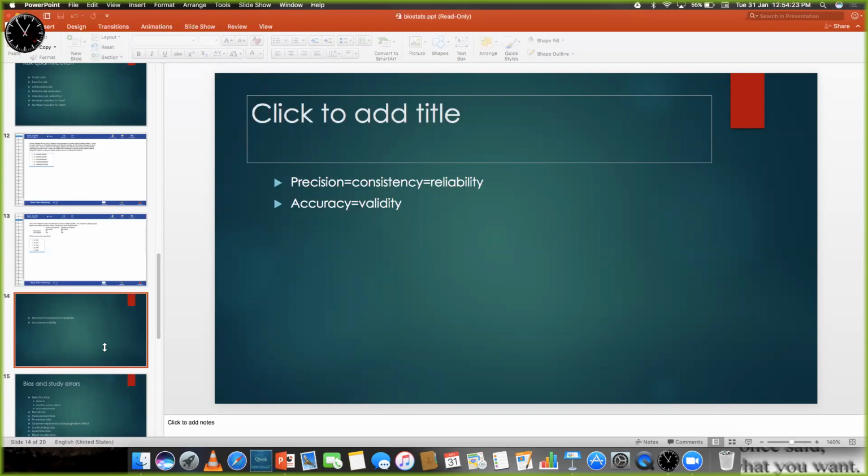You don't have to do a confirmatory test, all right? So if you get the same result over and over again, the test is reliable, okay? So that is precision, reliability, and consistency. Now what is accuracy and validity?